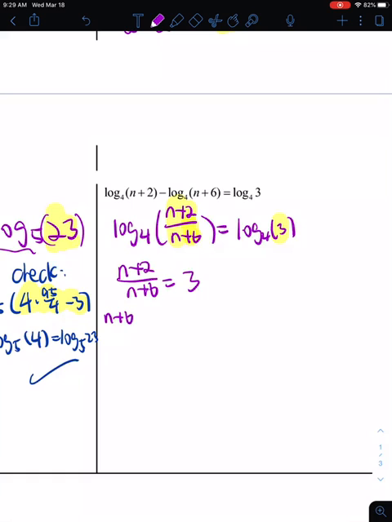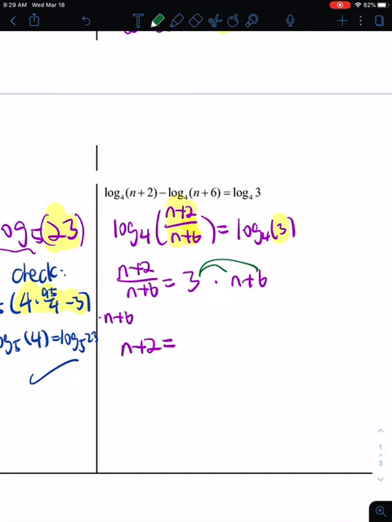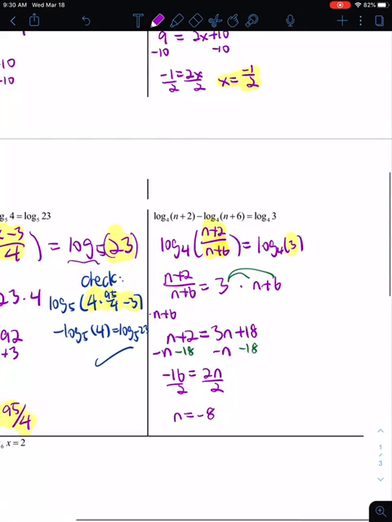This is divided by n plus 6, so then we can multiply both sides by n plus 6. So then I get n plus 2 is equal to, again, over here, make sure you distribute 3 times n and 3 times 6. Looks to be 3n plus 18. And then again, this is something we know how to solve. Let's subtract n on both sides. Let's also subtract 18 on both sides. So I get negative 16 equals 2n, divided by 2, n equals negative 8.